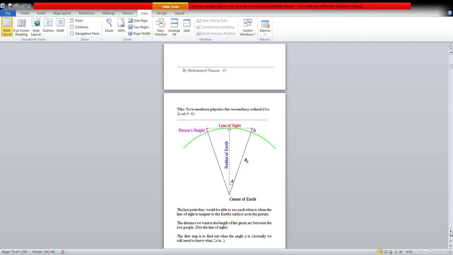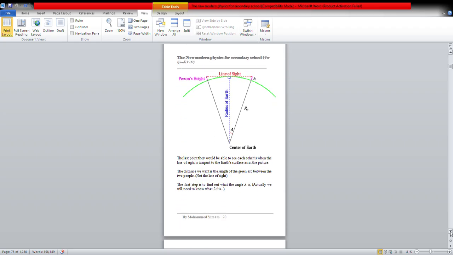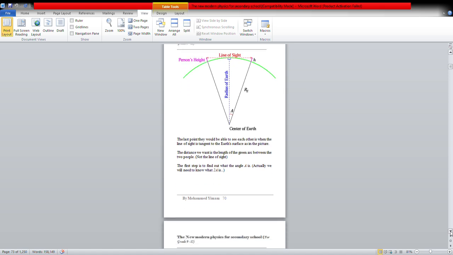Person's height, h; radius of the earth, R_E; radius of the earth, R_E; center of the earth. The last point they would be able to see each other is when the line of sight is tangent to the earth's surface, as in the picture.